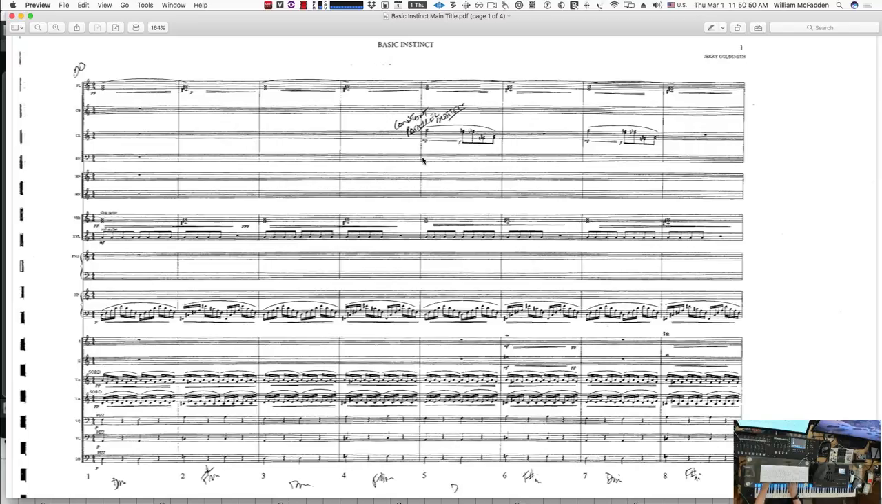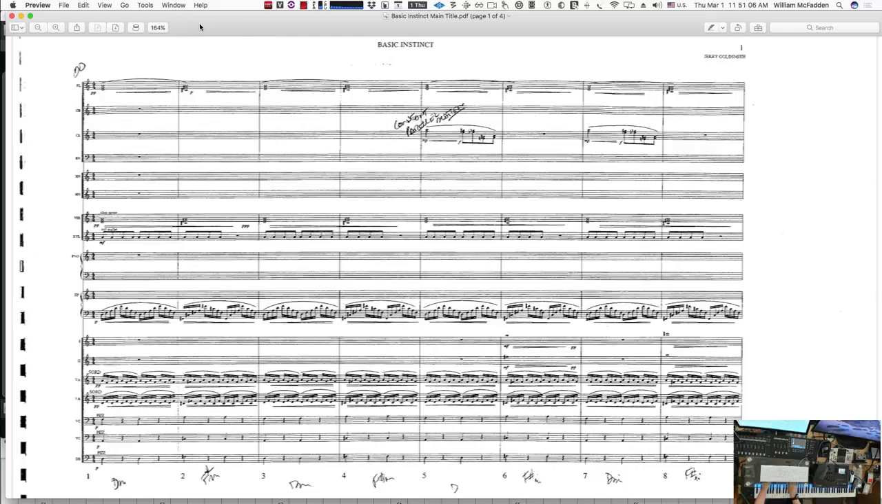We'll stop it right there, and as you can see at the bottom we have the chord structure: D minor, F sharp minor, D minor, F sharp minor. It's just alternating back and forth between those two chords.